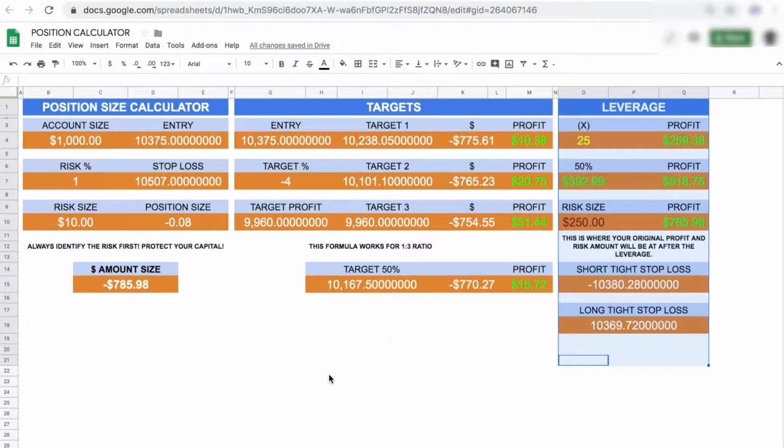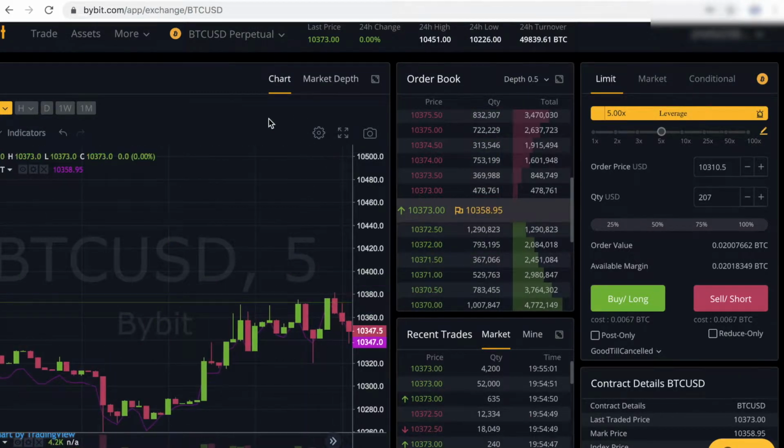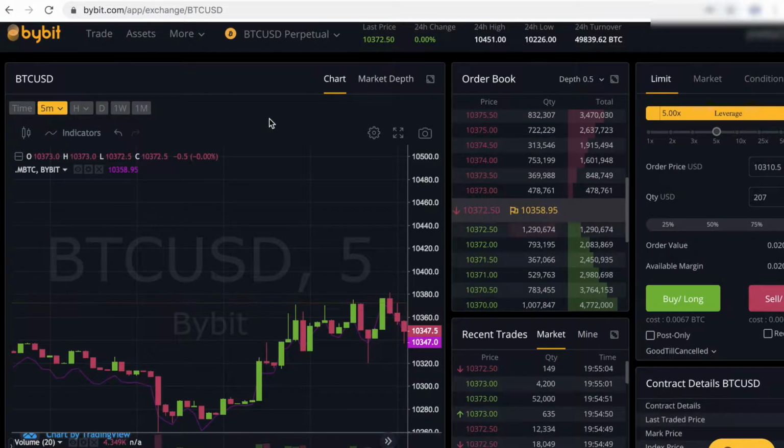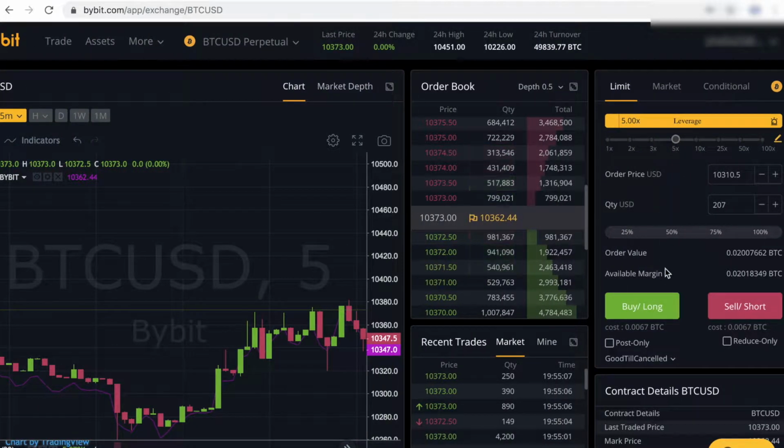Now, as you can see, we have a leverage block on the right side, and what this is showing you is the potential profit and the potential risk size that you can have on a position while using leverage. Now, for leverage, I'm using Bybit. Bybit is a really cool and easy to use exchange, and they offer leverage. You can go long and you can go short on Bitcoin, which is great because you can make money even if Bitcoin goes up or down.